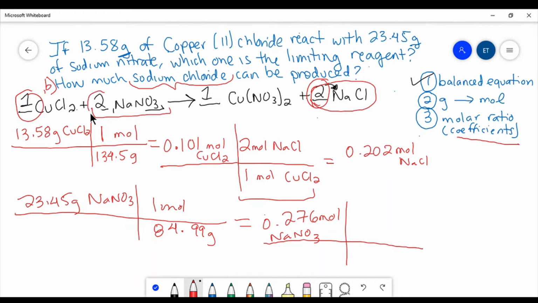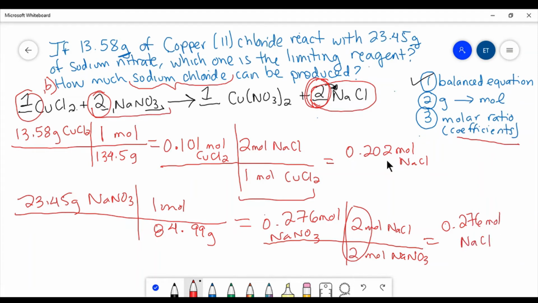So we're gonna look at this coefficient. Per every 2 moles of sodium nitrate, we are gonna have 2 moles of sodium chloride. So this is actually a 1-to-1 ratio, and it's gonna give us the same number, 0.276 moles of this.